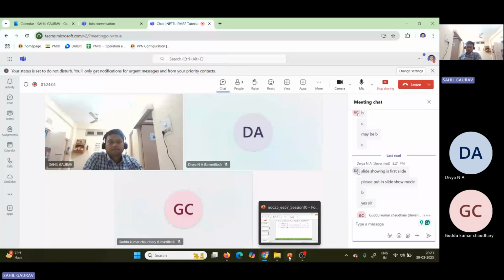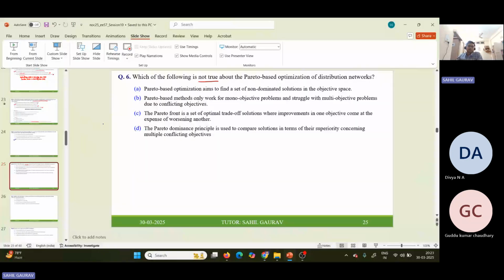Okay, Div, your answer is correct. Pareto based methods only work for mono objective optimization problems and struggle with multi objective problems due to conflicting objectives. So this is incorrect, because this is mainly for multi objective optimization problems and does not struggle with multi objective optimization due to conflicting objectives.